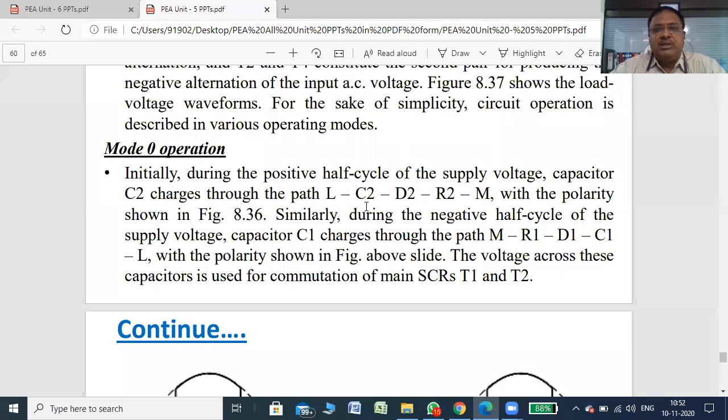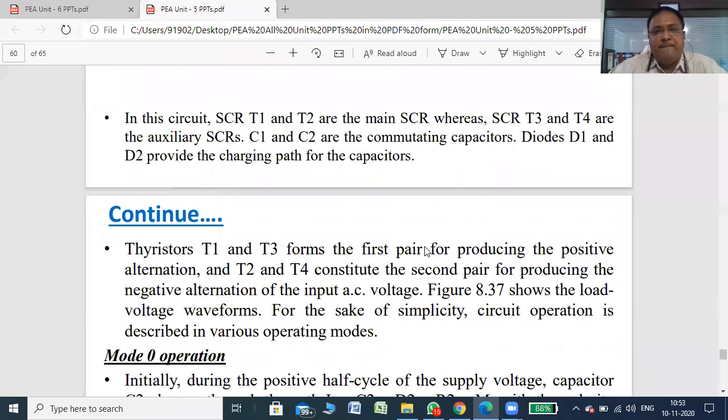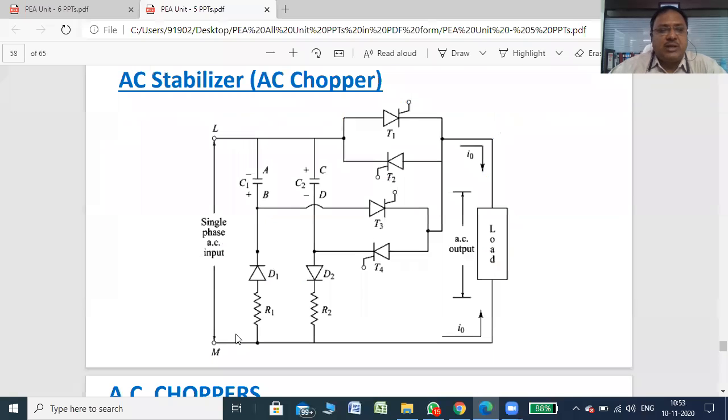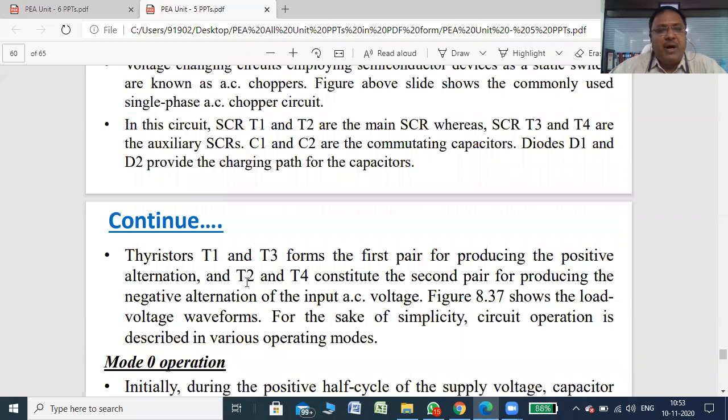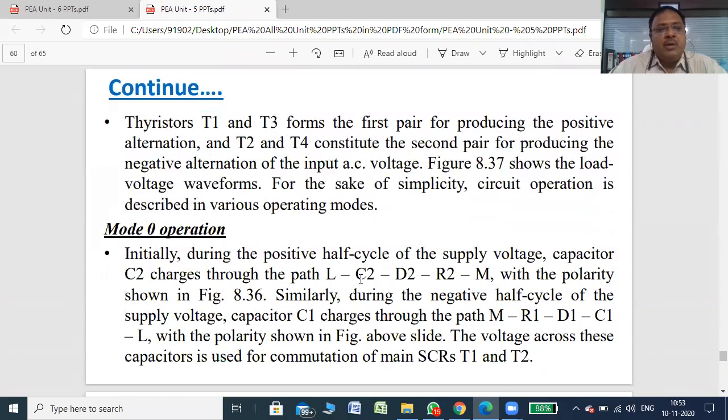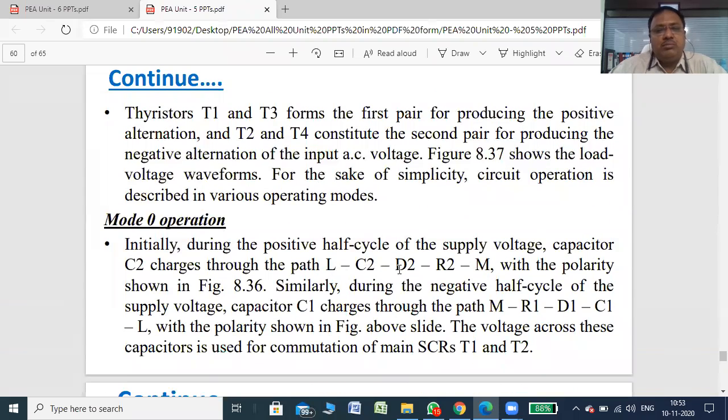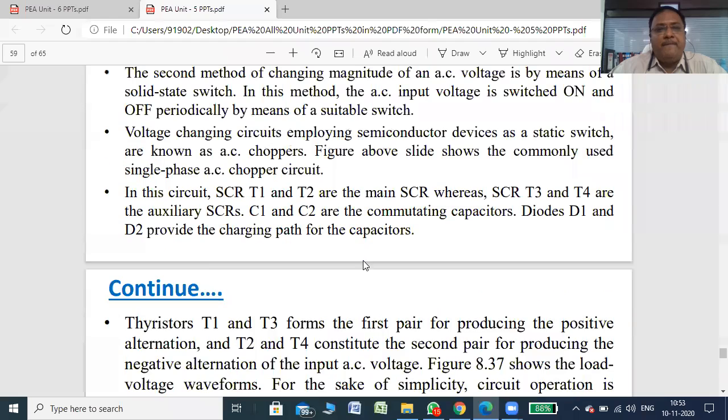Again, we'll consider the working of the circuit in the negative half cycle, so that the complete working will be over. Initially, during the positive half cycle of the supply voltage, the capacitor C2 charges through the path L, C2, D2, R2 and M.